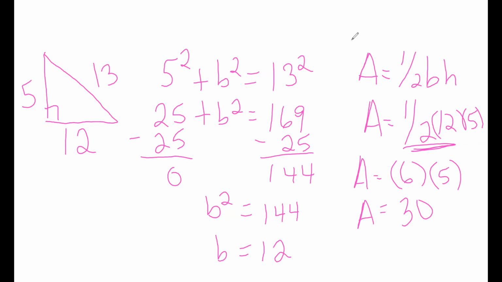I have a question. Uh-huh. How do you know that? Because when I look at that problem, we have 5 and 13. I'm counting that as A plus B. So how do you know that the 12 is B and not C?